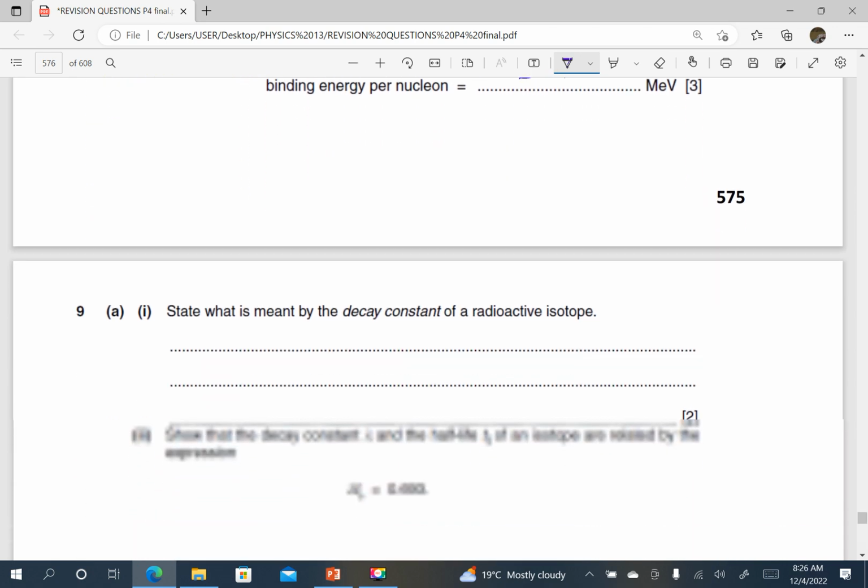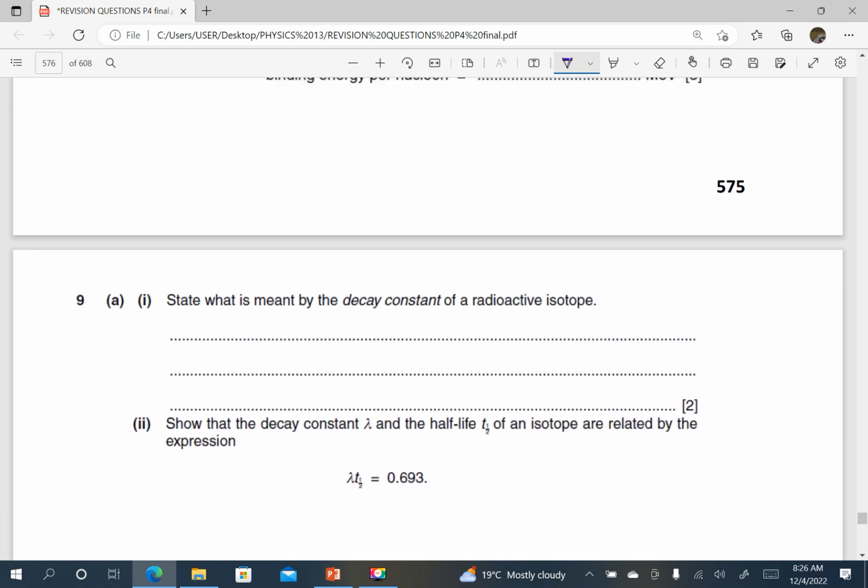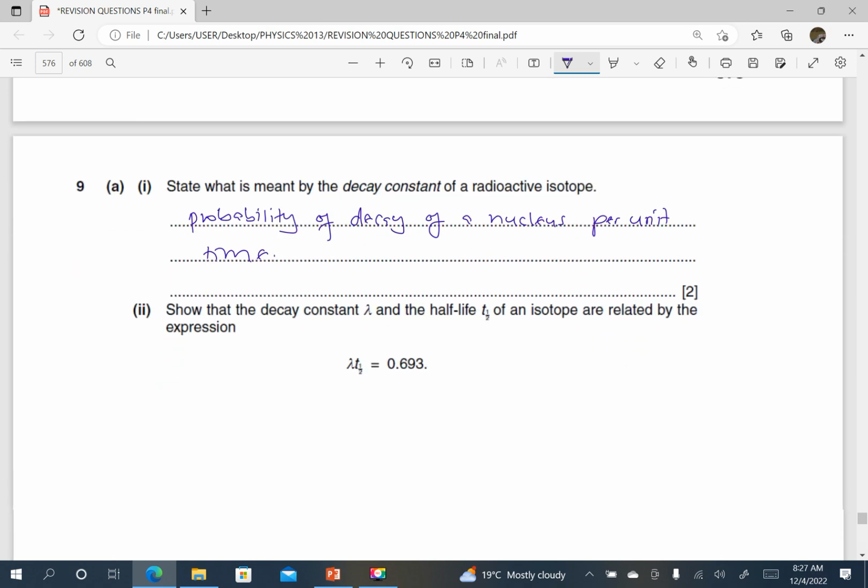Okay, state what is meant by the decay constant. So we now know that decay constant is the probability of decay per unit time. Probability of decay of a nucleus per unit time. The probability of decay of a nucleus per unit time, that is the decay constant.